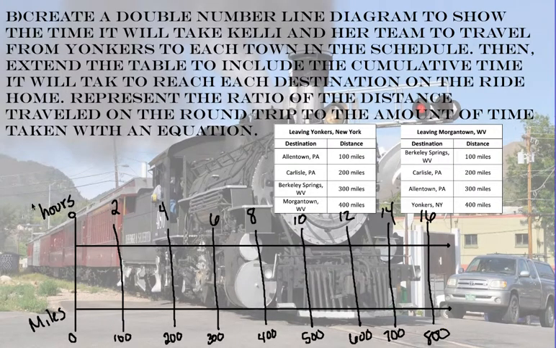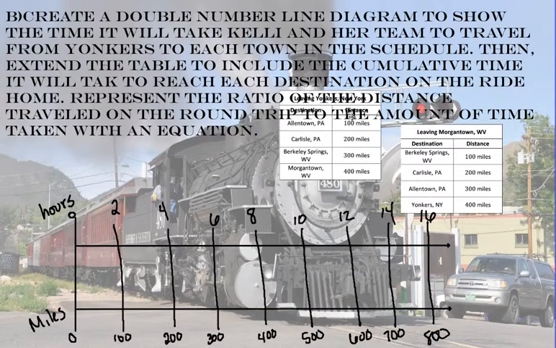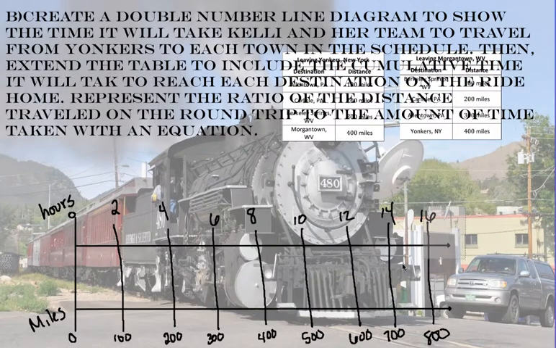Okay, so we've created our double number line, and now we want to look at the relationship here. So I know that in 2 hours, the train will go 100 miles. Or if the train goes 200 miles, it will take it 4 hours. So we need to be able to put this information together in order to use it for our next problem. So I'm going to move this up, and I'm going to copy and paste here, so that way I have enough space for the next part of the problem.